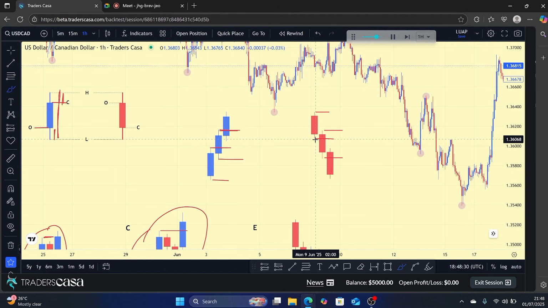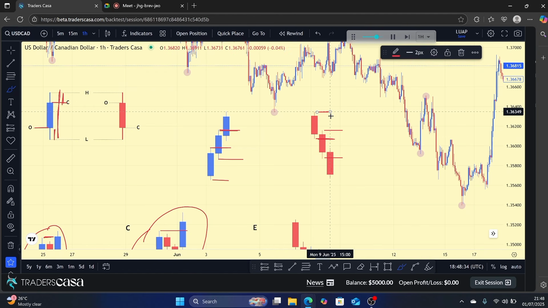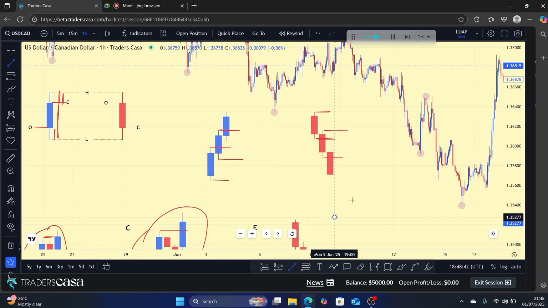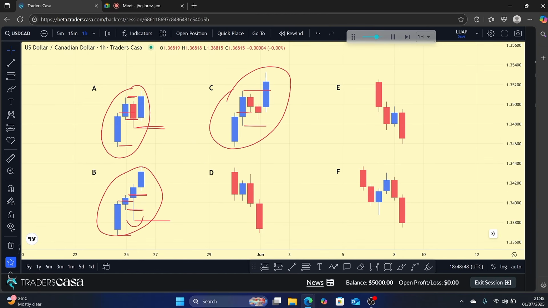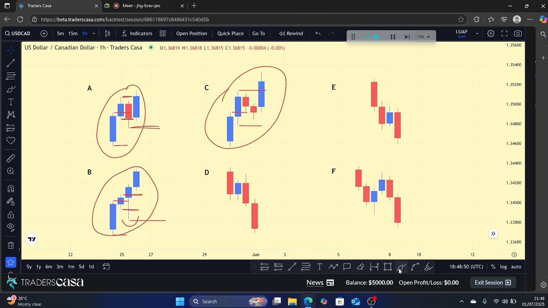Right here, price breaks past the lowest point while the high is protected. Again, breaking past the lowest point while the high is protected. Now that's a candlestick based downtrend. All right, so let me get here into scenario number D, exactly right here.